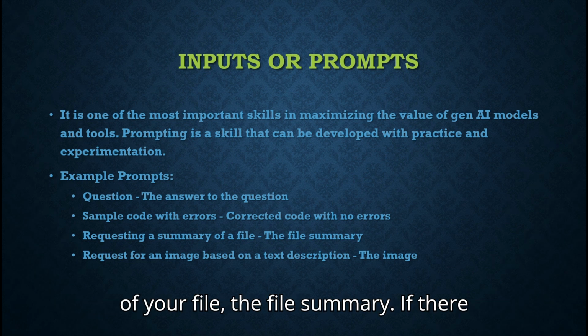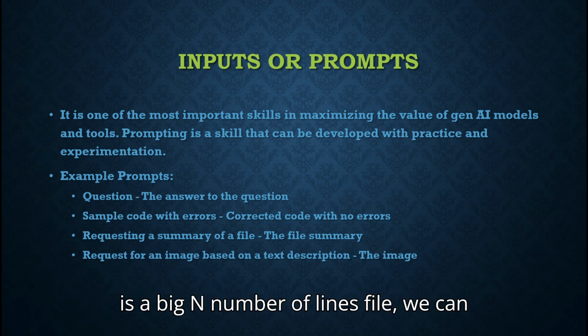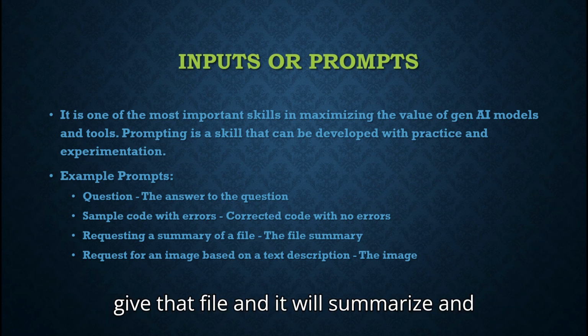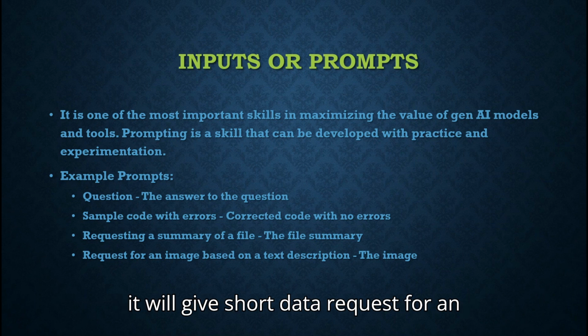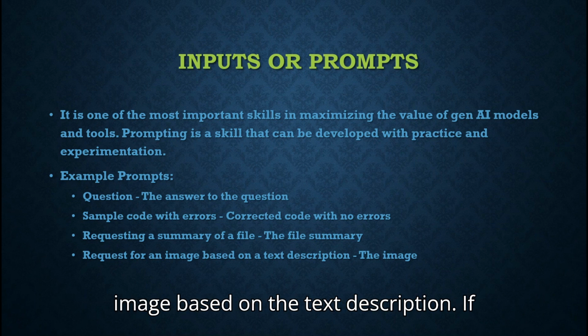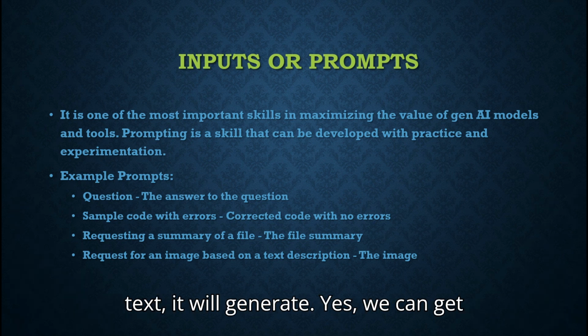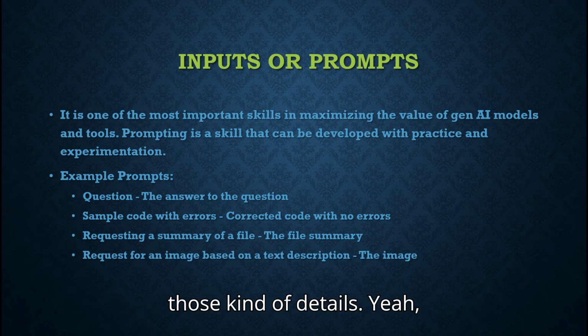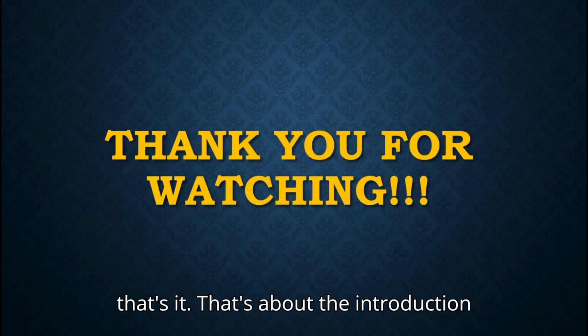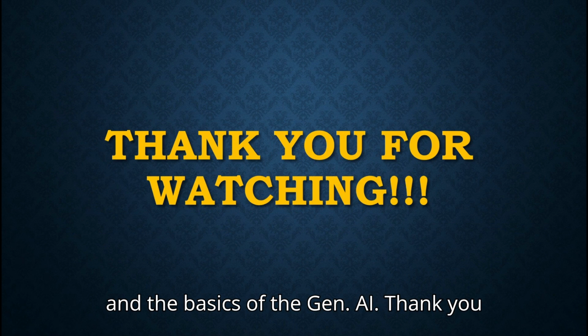Requesting a summary of your file. If there is a file with a big number of lines, we can give that file and it will summarize and give short data. Request for an image based on a text description. If you request an image based on your text, it will generate it. Yes, we can get those kinds of details. That's it. That's about the introduction and the basics of GenAI.